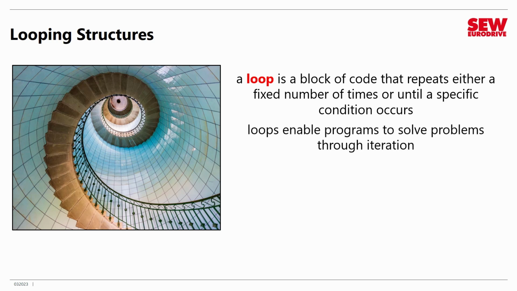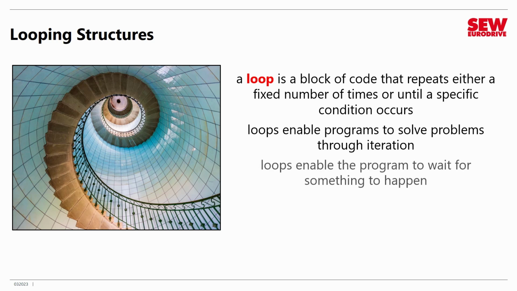Loops let programs solve problems through iteration, where they have to keep calculating something over and over or doing some operation repeatedly to sort of zoom in on a desired target. Sometimes loops enable the program just to wait for something to happen. They sit and spin their wheels until a certain condition is met.